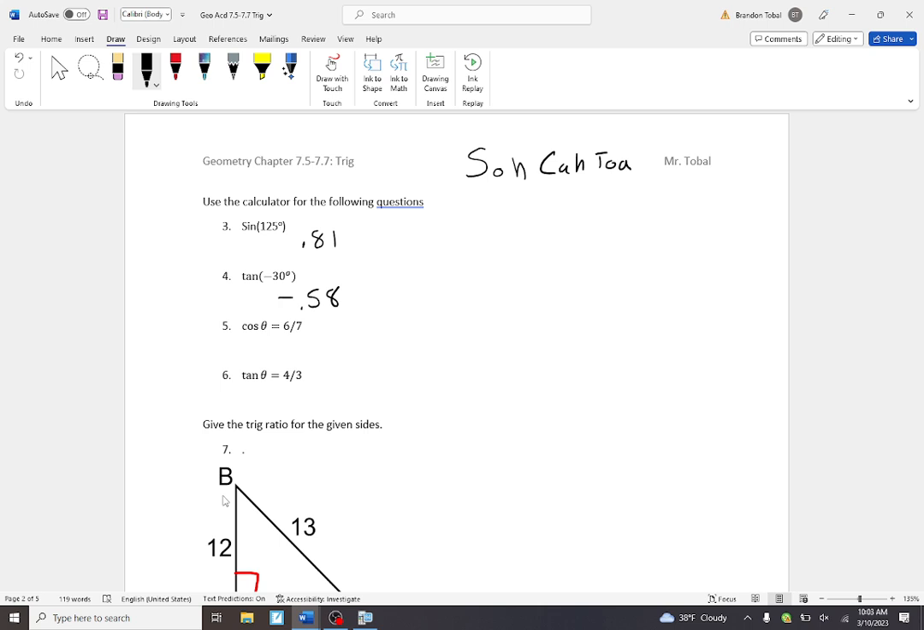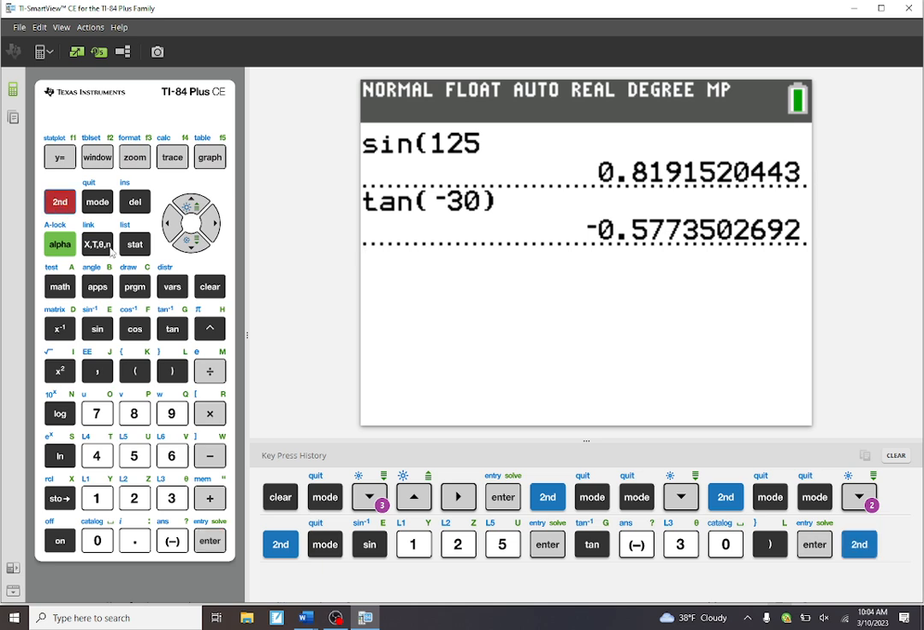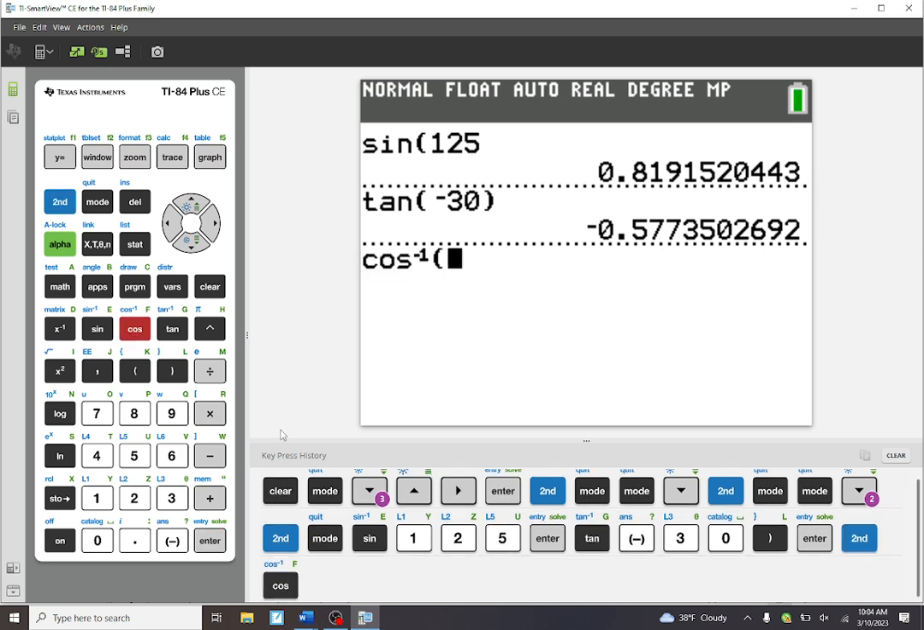What number are we on? Number 5. Now you have cosine of theta equals 6 over 7. You need to get rid of cosine. So I have to do cosine negative 1 on both sides to get rid of this cosine, which means in this situation, theta is cosine negative 1 of 6 over 7. So what I'm typing into my calculator is second cosine, to get cosine negative 1, 6 over 7.